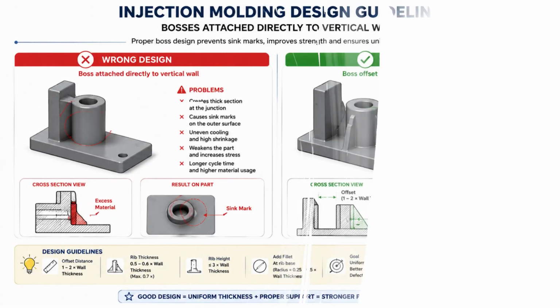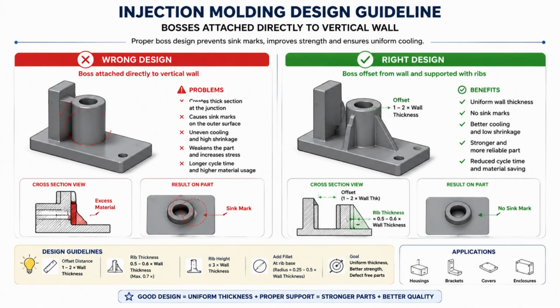Think this boss design is correct? Think again. A boss connected directly to the wall creates a thick section, causing sink marks, shrinkage, and longer cooling time. Instead, offset the boss from the wall and support it with ribs. This keeps the wall thickness uniform and improves part quality. So, uniform wall thickness means stronger parts and faster production.